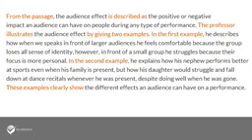In the second example, he explains how his nephew performs better at sports even when his family is present, but how his daughter would struggle and fall down at dance recitals whenever he was present, despite doing well when he was gone. These examples clearly show the different effects an audience can have on performance.